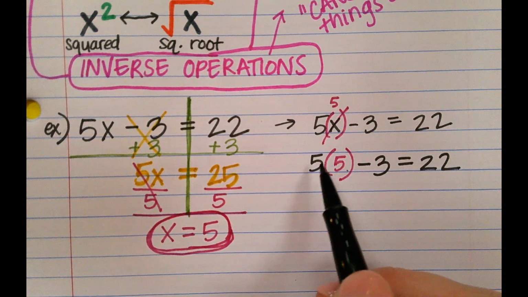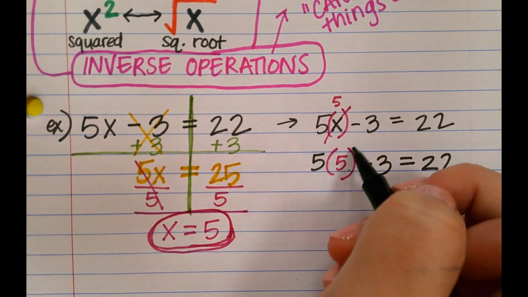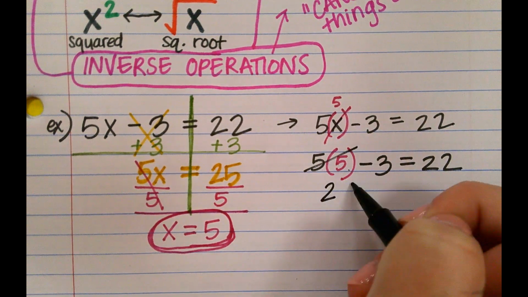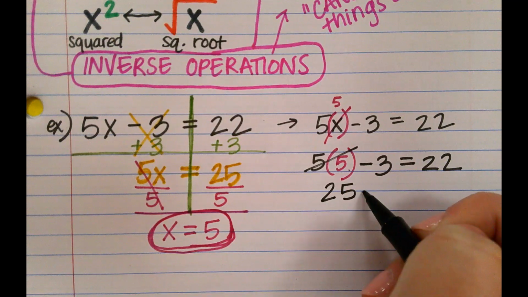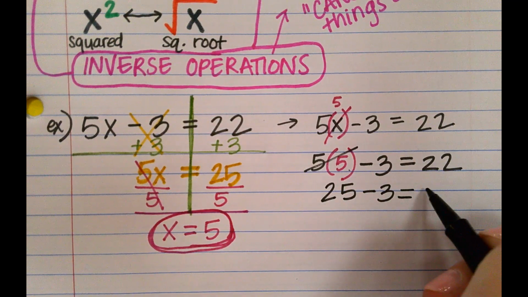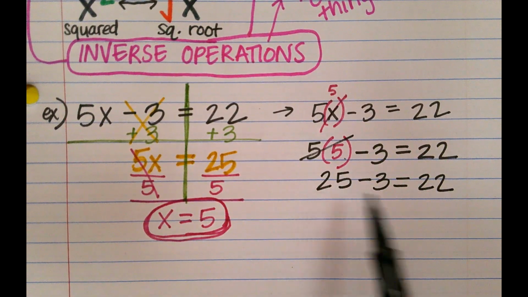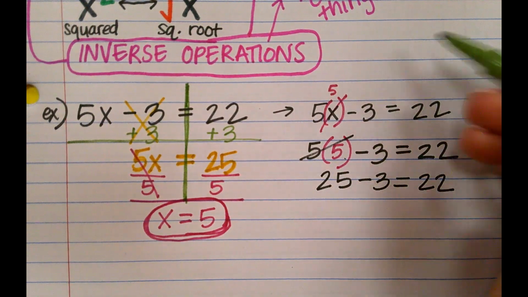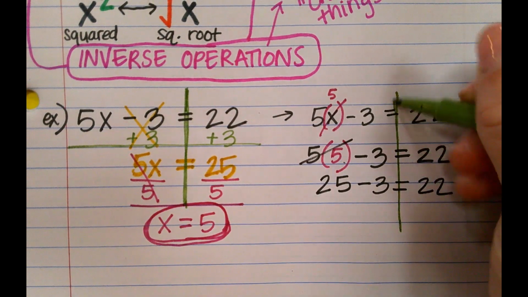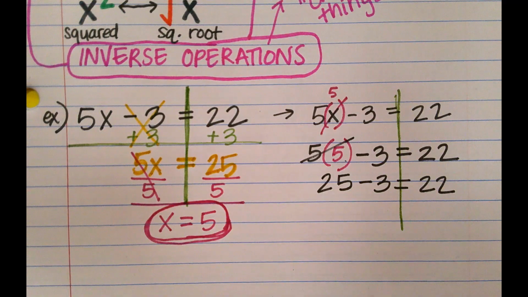But I see 5 times x, or 5 times 5, comes first, and that is 25. Bring down -3. Bring down equals, bring down 22. Now, and again, if this helps, you can draw that line down the middle to show that we are just working on this side. I'm just going to bring that 22 down at every step. What should I do next?